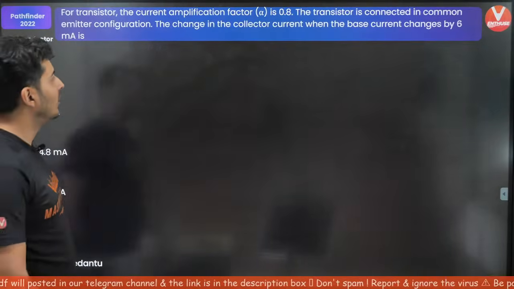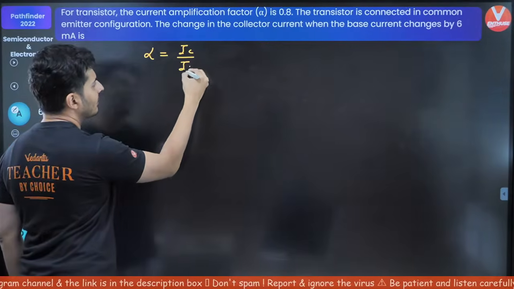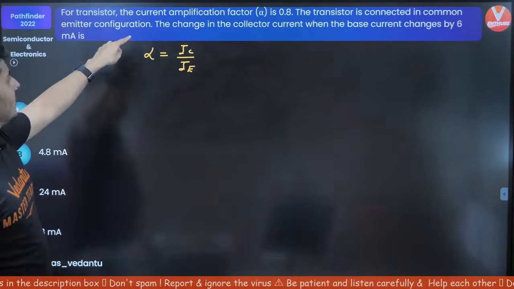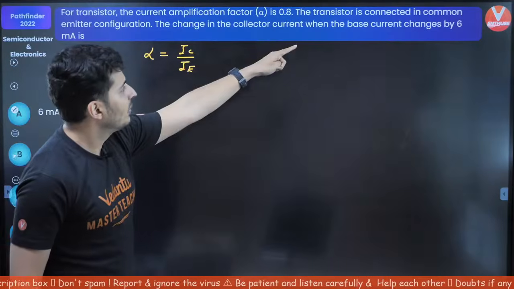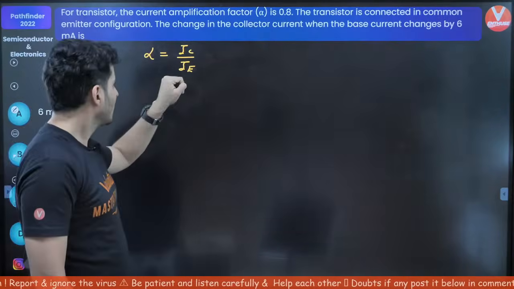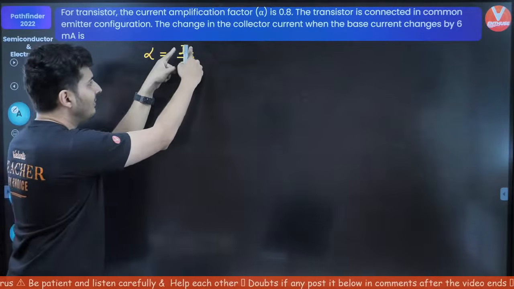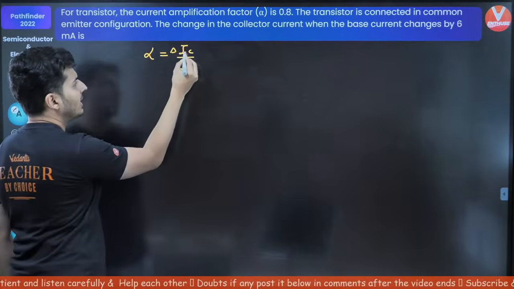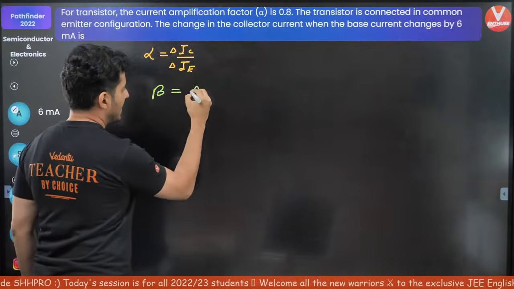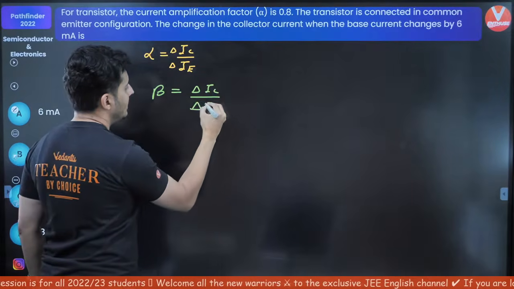The alpha value is 0.8. Now remember, alpha is IC by IE. Alpha is 0.8, and we need the change in the collector current when the base current changes by 6 milliamperes. Here I don't have the base current in the alpha formula. Fair enough. Also, if alpha is IC by IE, alpha will also be delta IC by delta IE. Next, beta is delta IC by delta IB.